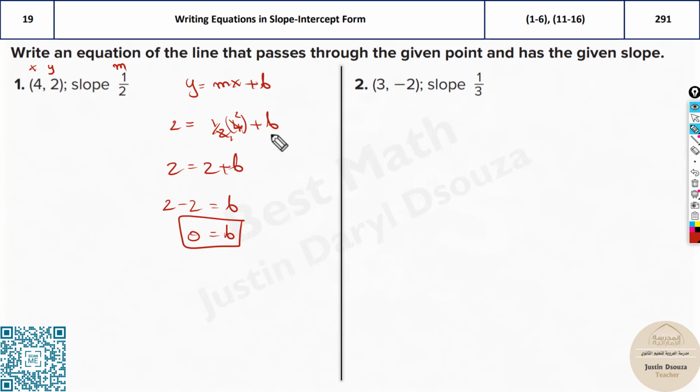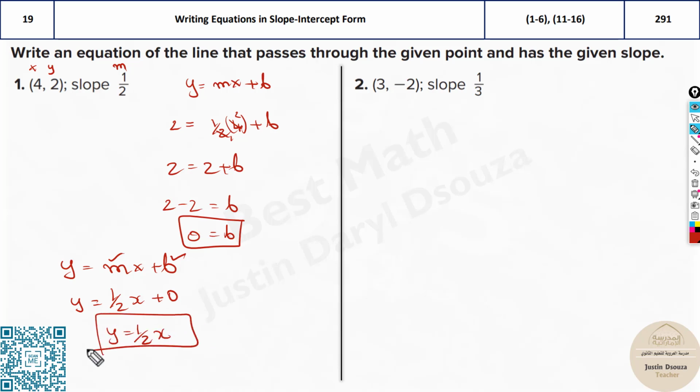So once we find the b value, we can easily write the slope-intercept form. Slope-intercept form is y is equal to mx plus b. Here, y and x we don't write anything, only m and b we have to substitute. What is m? M is given as half, that is 1 by 2, x plus 0, that is y is equal to half x. This is the answer. That is the slope-intercept form.